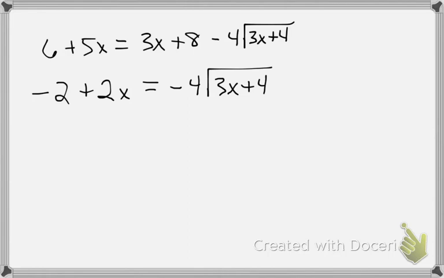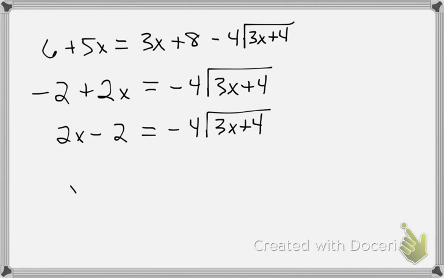Okay, so optional. First of all, that left side's not in descending order, right? So I can rewrite it if I'm so inclined as 2x minus 2 equals negative 4 square root of 3x plus 4. It's optional, but it's a little nicer. Another option, do I have a common factor across this equation? So if I divide the 2 away, it is optional, but smaller numbers are nicer. What do I get?